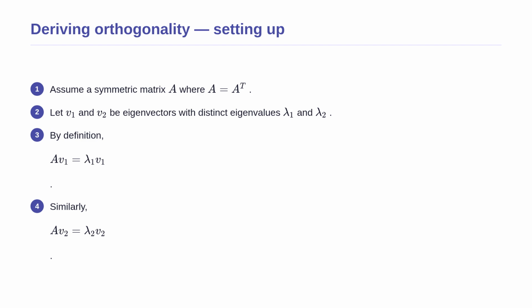We write down the fundamental definition of an eigenvector for both. Matrix A acting on V1 simply scales its length by lambda 1 without rotating it, and similarly for V2. Our ultimate goal for this chunk of the proof is to set up the equations so we can eventually show their dot product is exactly 0.